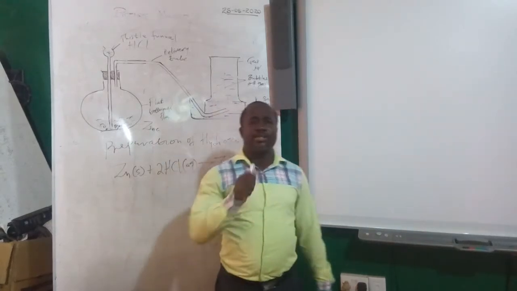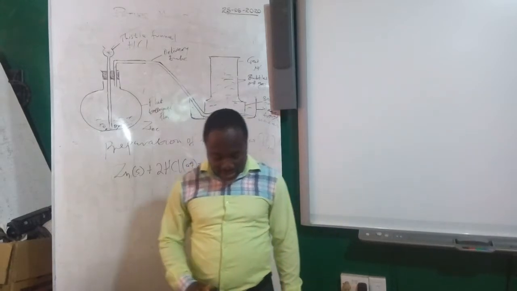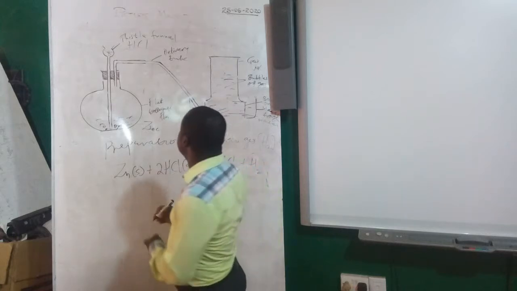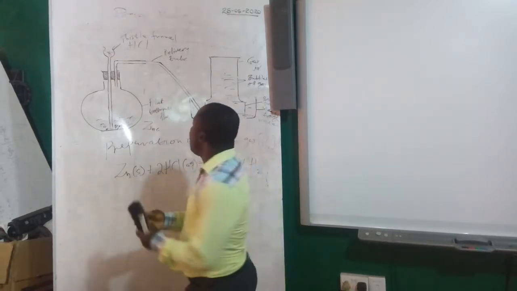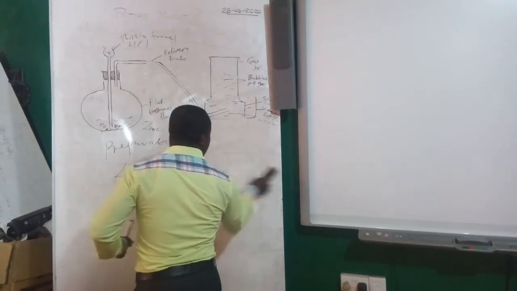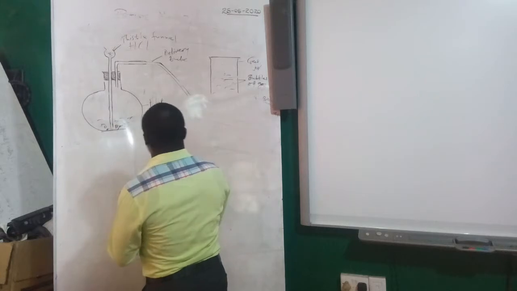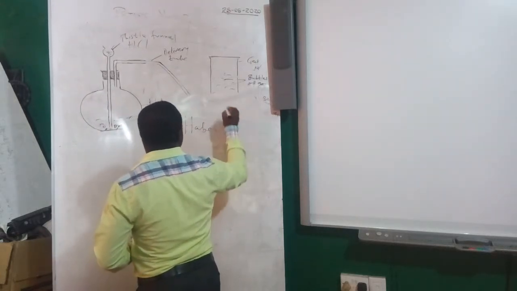Now let's look at the uses of hydrogen gas. What are the uses of hydrogen gas? Number 1, it is used in the Haber process to produce ammonia, with nitrogen. Good. So this is the Haber process.